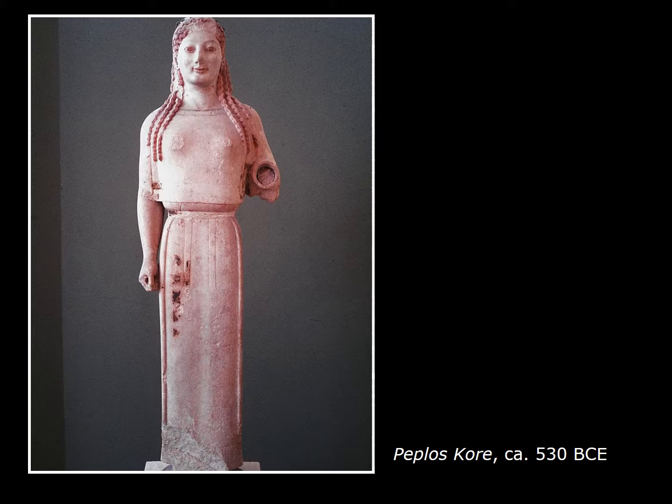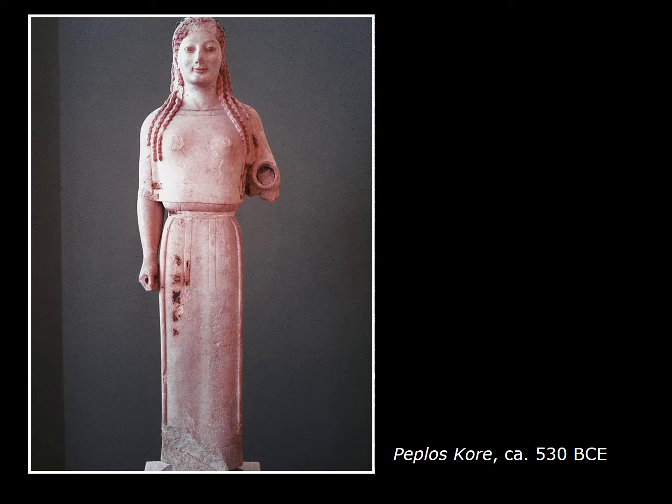In this case, her missing left arm was extended. She probably once held in her hand an attribute that would identify the figure as a maiden or as a goddess, something that was unique to the goddess figure, perhaps Athena herself.